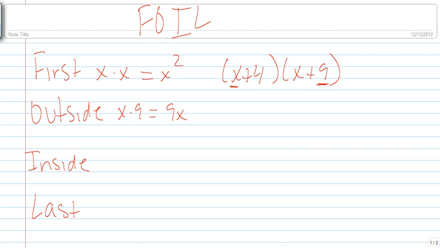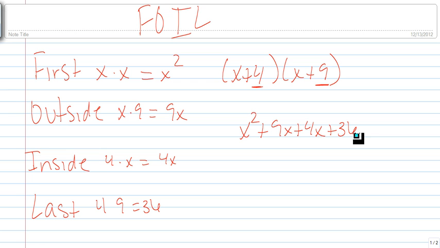Now you're going to go to your inside terms, which is going to be your 4 and your x. So 4 times x is just 4x. And then last but not least, you're going to do your last terms, which is going to be the 4 and the 9. So 4 times 9 is 36. So now let's put this all together and see what we have. We have x squared plus 9x plus 4x plus 36.